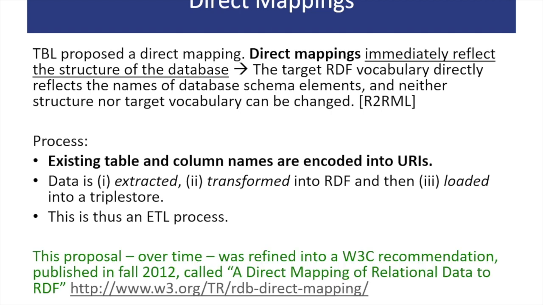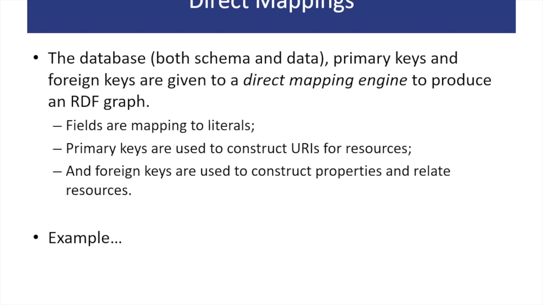This proposal, as I said, over time was refined into a W3C recommendation published in 2012, which you can find here. Now, in direct mappings, the database, both schema and data, primary keys and foreign keys are given to a direct mapping engine to produce an RDF graph. Fields are mapped to literals, primary keys are used to construct URIs for the resources, and foreign keys are used to construct properties and relate resources.